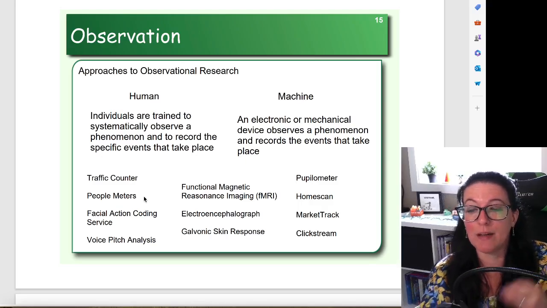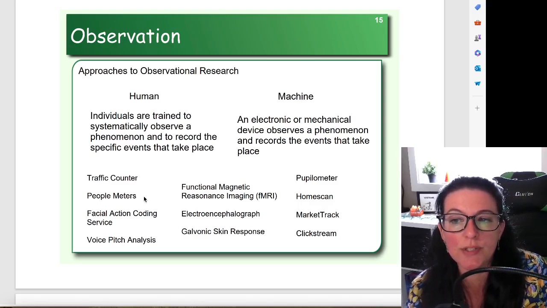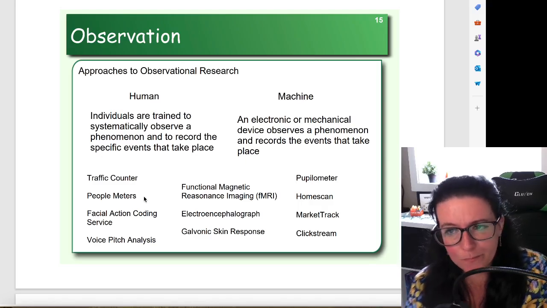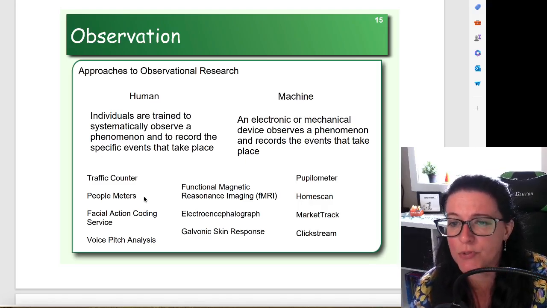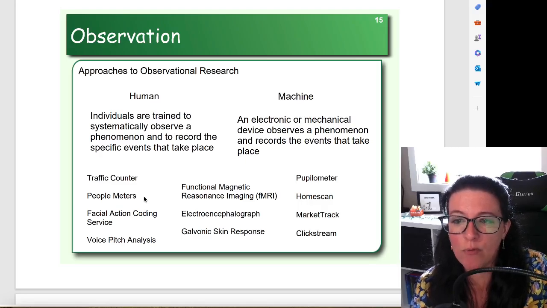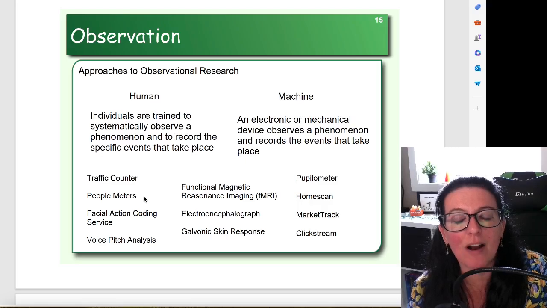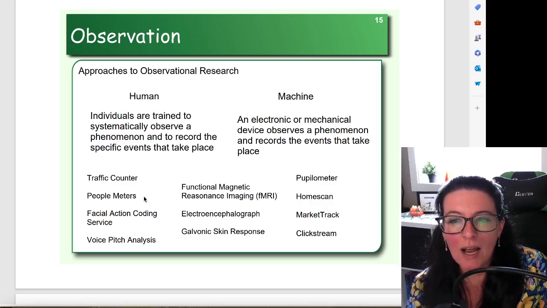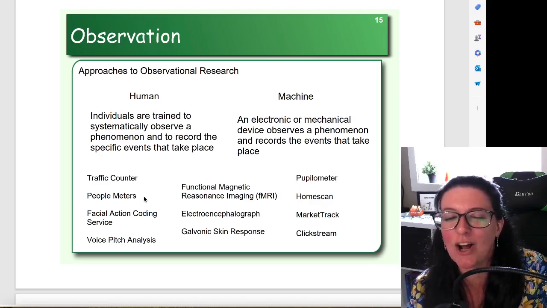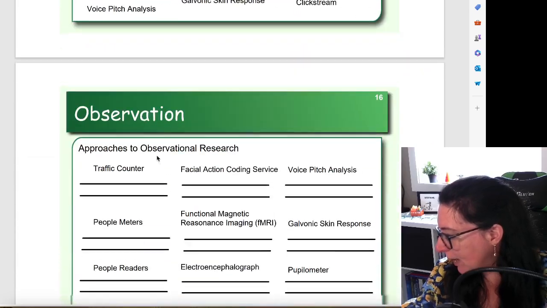So instead of having a human complete a checklist or write up what they observe, we are using machines and tools to help detect what is happening. So let's go through some different examples. We're going to talk about a traffic counter, people meter, facial action coding, voice pitch analysis, functional magnetic resonance imaging, so MRIs, electroencephalographs, galvanic skin responses, pupillometers, and then other more proprietary technology like home scan, market track, and clickstream. So let's take a look at some of these.